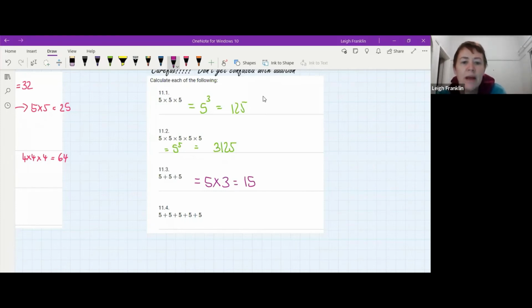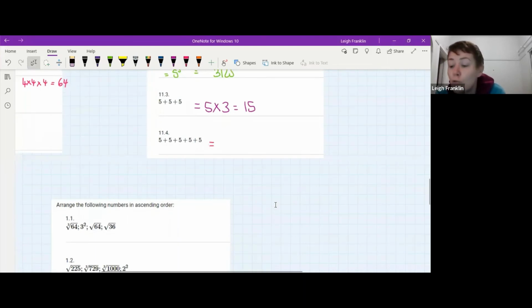Ma'am, may I please answer 11.4? Sure, Karabo, answer 11.4. Ma'am, it's 25. It's 25, and that's because it is addition. It is not repeated multiplication. So I can write this as 5 times 5, or 25.